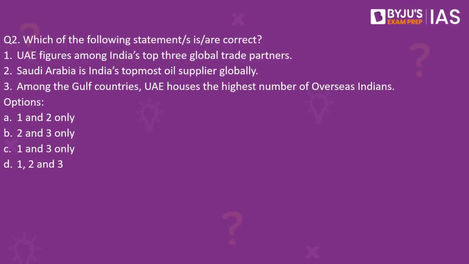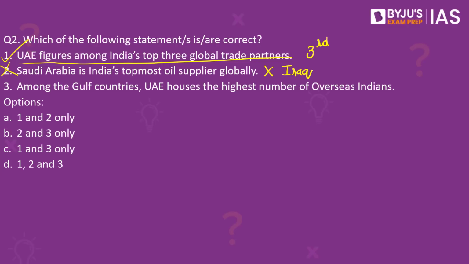The first statement is correct. UAE figures among India's top three global trade partners. It stands third. The first and second position is taken by US and China. Now note the second statement. It says Saudi Arabia is India's topmost oil supplier globally. This statement is wrong. Saudi Arabia is India's topmost oil supplier from the Gulf region, but when taken on the global scale, it is Iraq. So an inference from this is Iraq is not a member of the Gulf Cooperation Council.